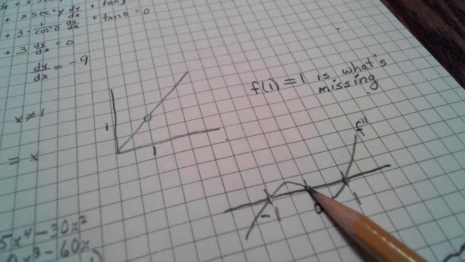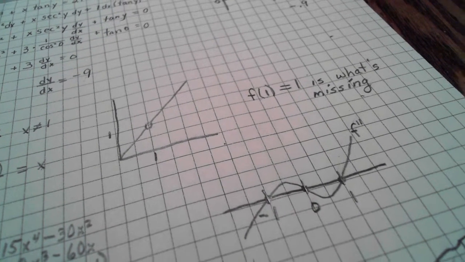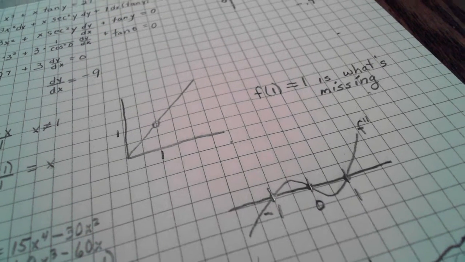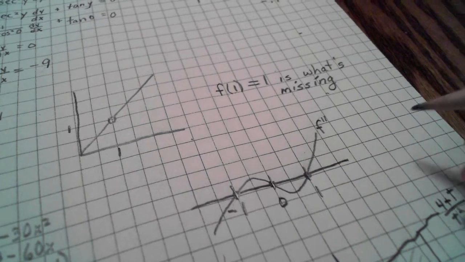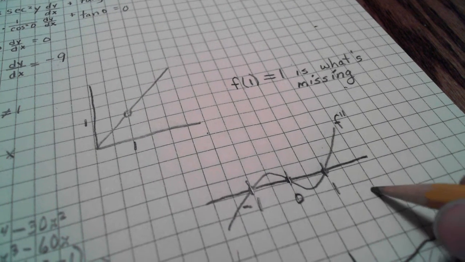So that's 3 switches of sign in concavity. Each of those corresponds to an inflection point. So you're going to want to answer 3 inflections here.